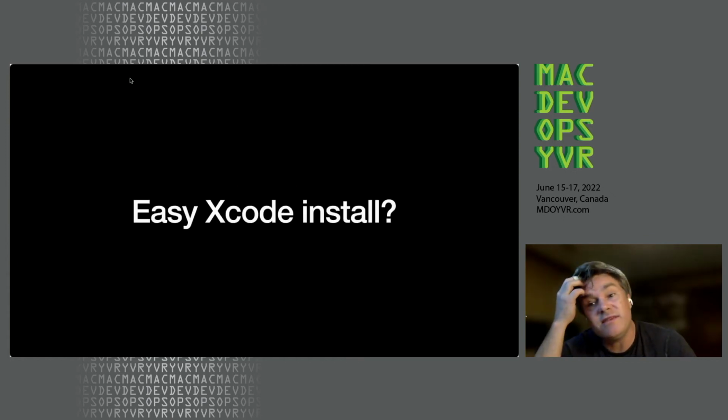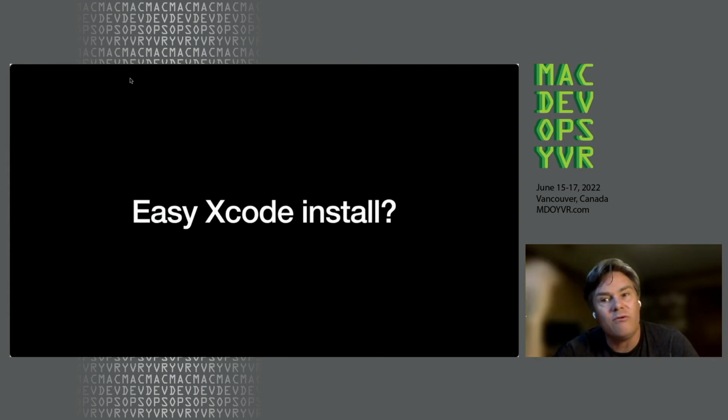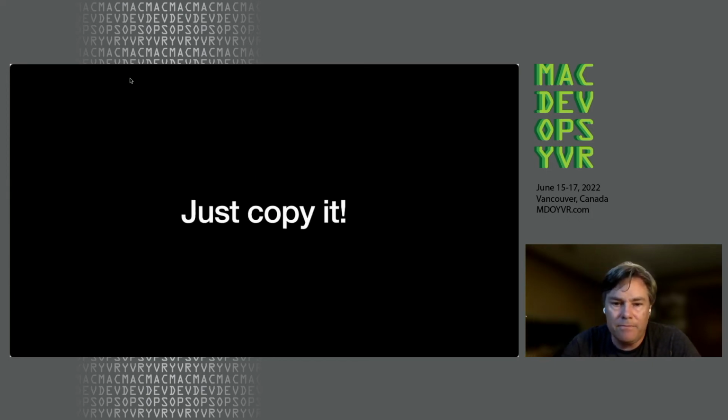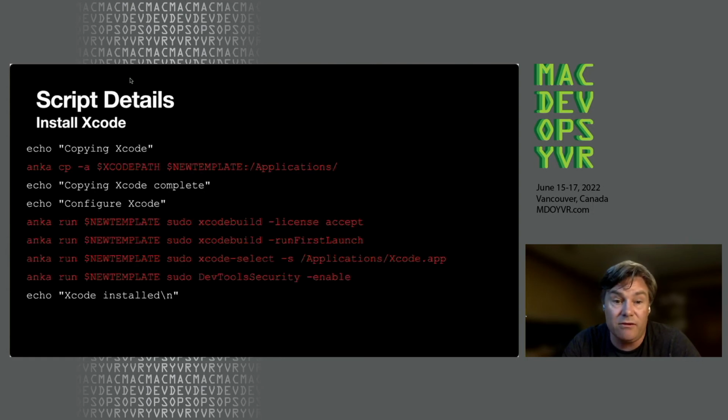So Xcode, right? This is the one that everybody goes crazy about because, well, how do you put Xcode in there? Do you get a package? Do you get a zip? What do you do? The easiest way to install Xcode in a template is just to copy it. That's the thing, right? When you download Xcode as a zip, you just drag, copy, install it. So you can just download it and then copy it into the image.